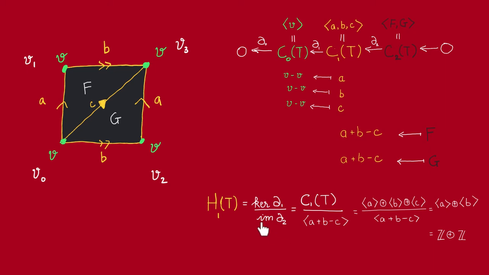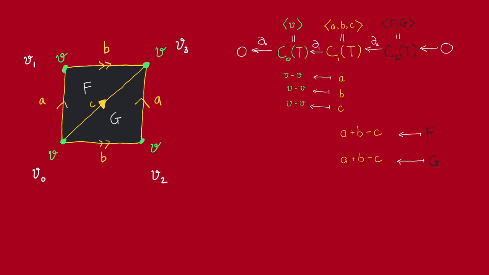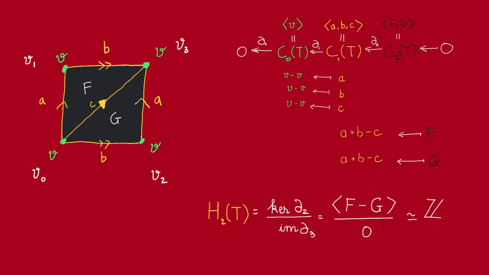Alright, so now what's the image of this D2? Well, we just computed that a moment ago. That's going to be generated by A plus B minus C, so this quotient is just going to be the abelian group on two generators with no relations, and that's going to be isomorphic to Z plus Z. And now finally, let's look at H2. H2 is the kernel of D2 modded out by the image of D3. But D3 is just the zero map, so this denominator here is just 0.